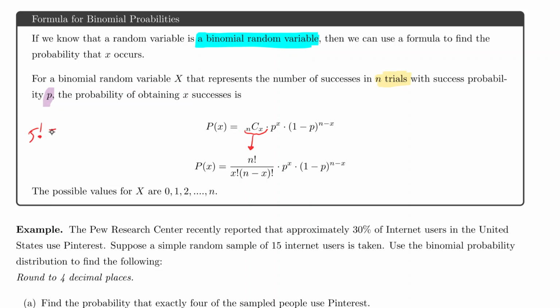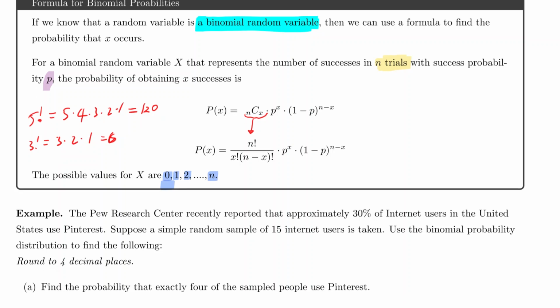And factorial is multiplying. So for example, 5 factorial is 5 times 4 times 3 times 2 times 1, which is 120. 3 factorial is 3 times 2 times 1, which is 6. Because that's what factorial is. And the possible values for x, this is very important, are 0, 1, 2, all the way to n, whatever n is in the problem. Make sure not to forget the 0.